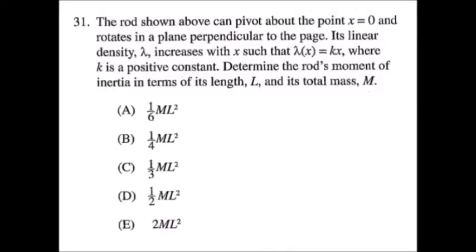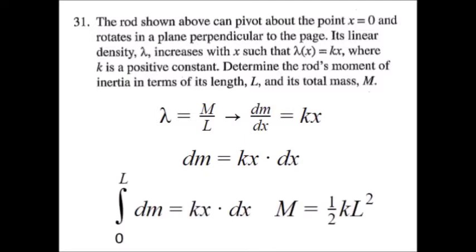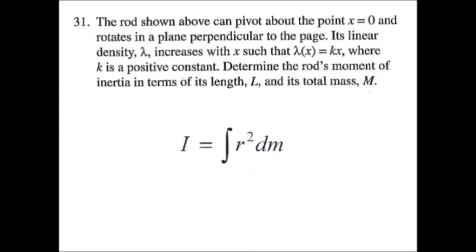But here we have lambda, that's linear density, mass per length, but it changes. So dm/dx is equal to kx as given in the problem. That means dm is equal to kx dx. Let us integrate that from 0 to L. We'll get a total mass of 1/2 kL squared. An answer to the question nobody asked. We don't care about that. We want moment of inertia, but somebody might care about this later. So hold on to it and get moment of inertia.